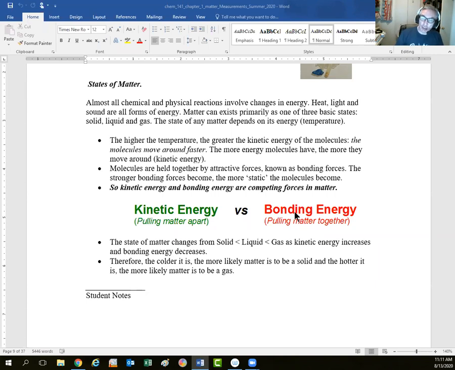And we see that order holding true when we've got the solid state. In the solid state, all the molecules are tightly squished together and they're packed neatly on top of each other normally, with very little space between the atoms and molecules. And so the kind of state we see, solid, liquid, or gas, depends on which has the greater sway. Is it more about the kinetic energy of the molecules, or is it more about the bonding energy between molecules?